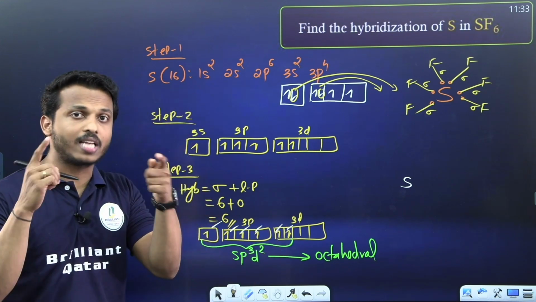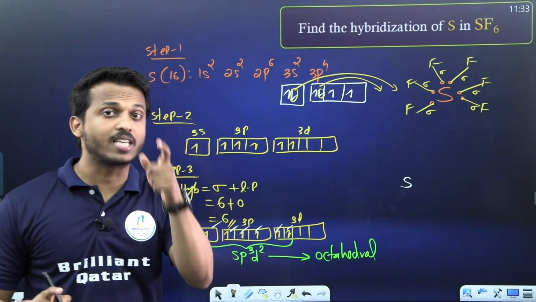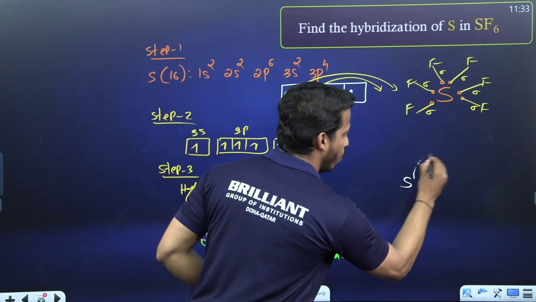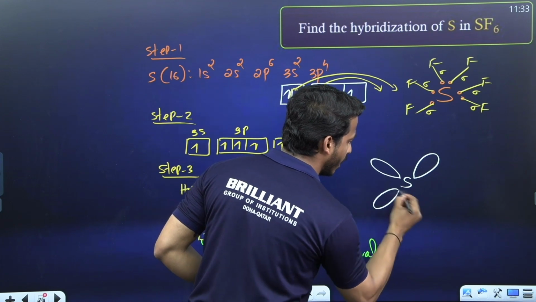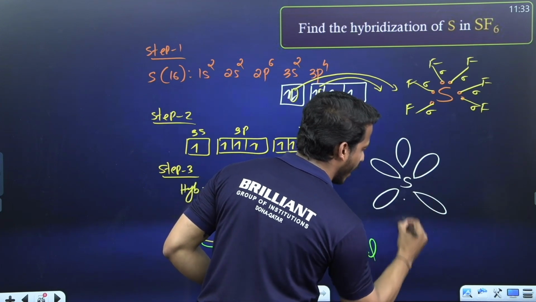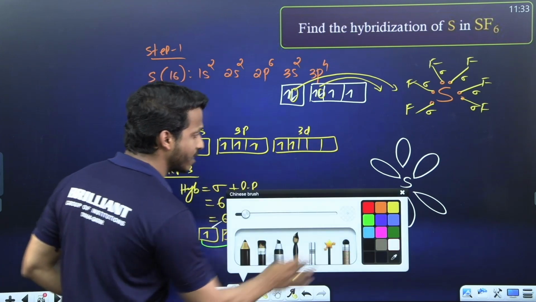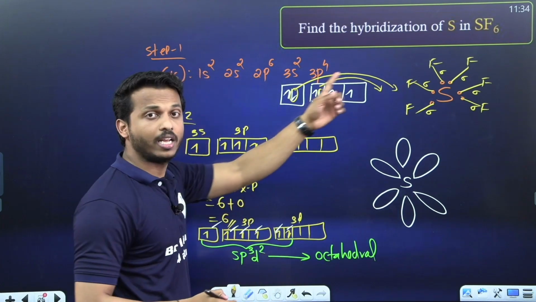So a total of 6 atomic orbitals mixed means 6 hybrid orbitals form. What is the hybrid orbital? sp3d2. So 1, 2, 3, 4, 5 and 6. These are the sp3d2 orbitals of sulfur. And what is the surrounding element? The surrounding element is fluorine.